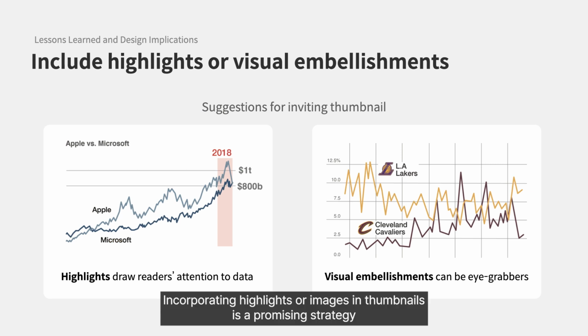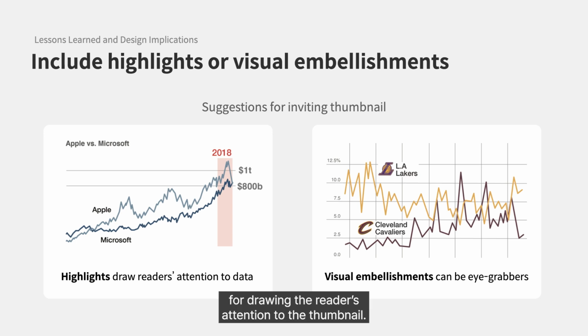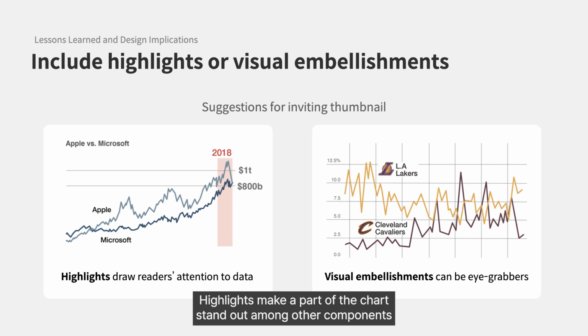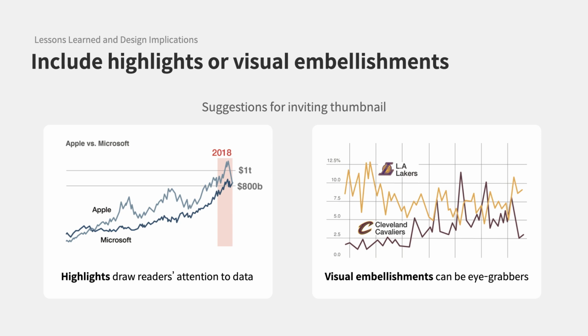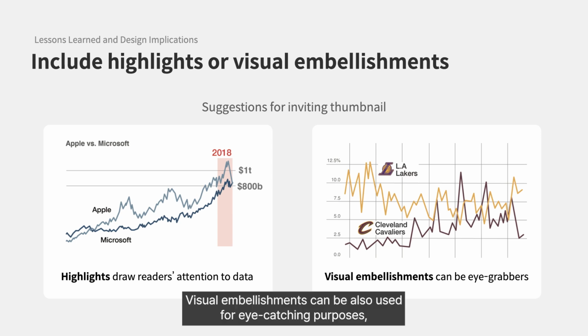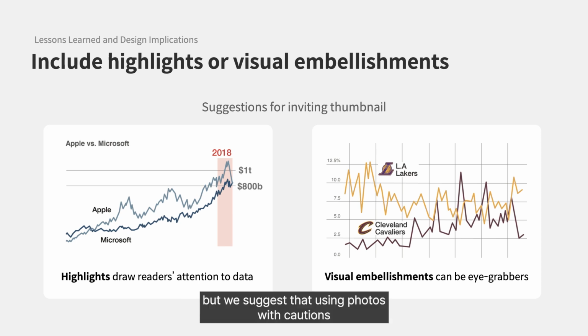Incorporating highlights and images in thumbnails is a promising strategy for drawing the reader's attention to the thumbnail. Highlights make a part of the chart stand out among other components and draw readers' attention to the story. Visual embellishment can also be used for eye-catching purposes, but we suggest using photos with caution because it is possible that they can mislead readers.